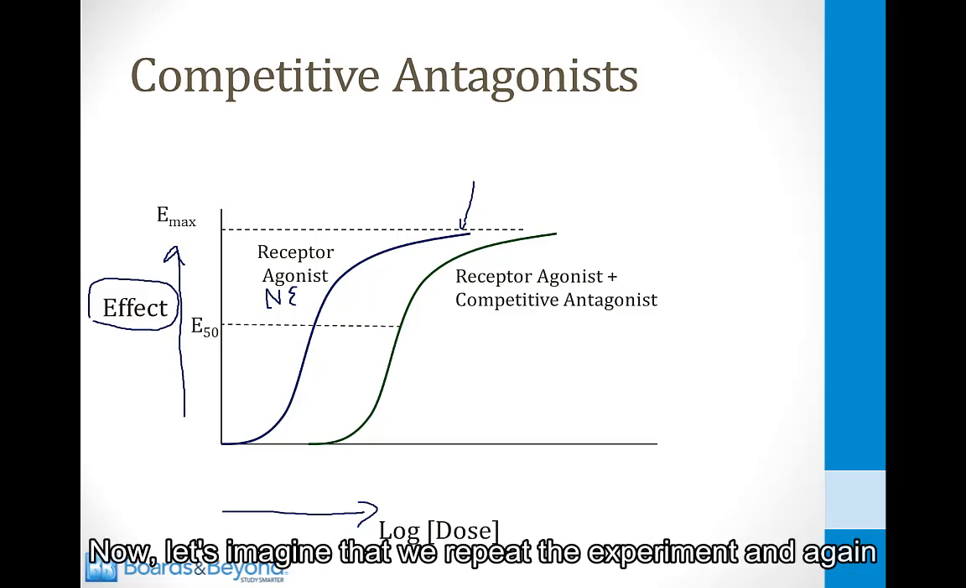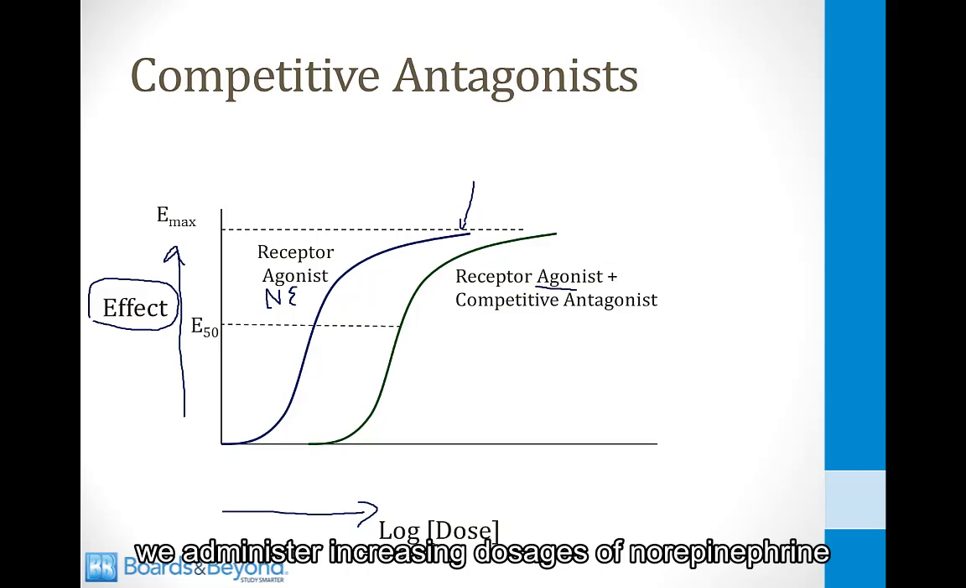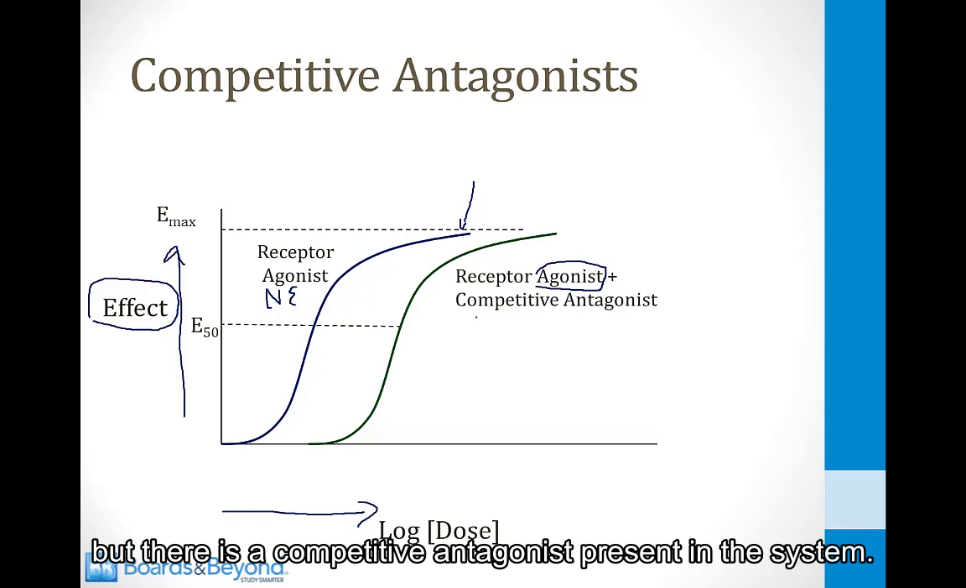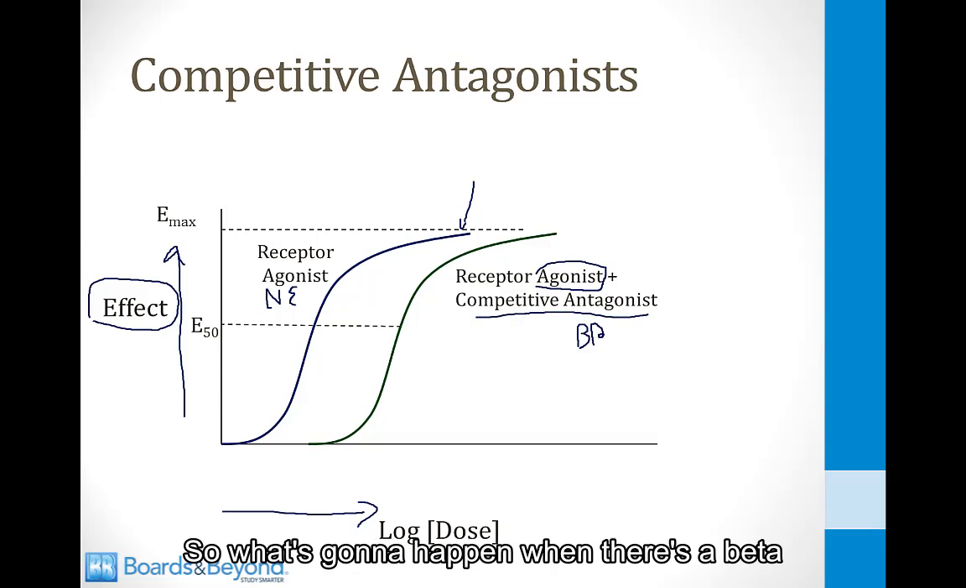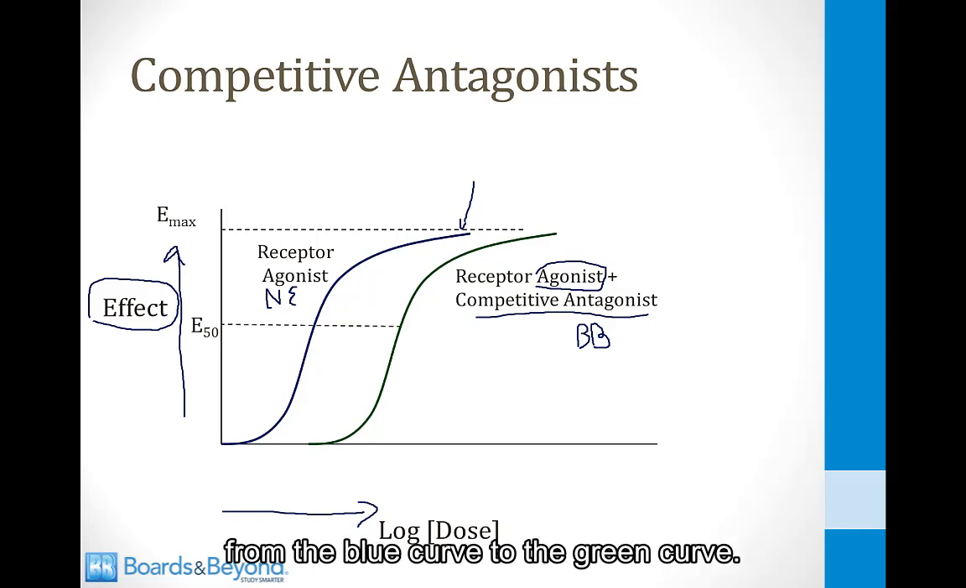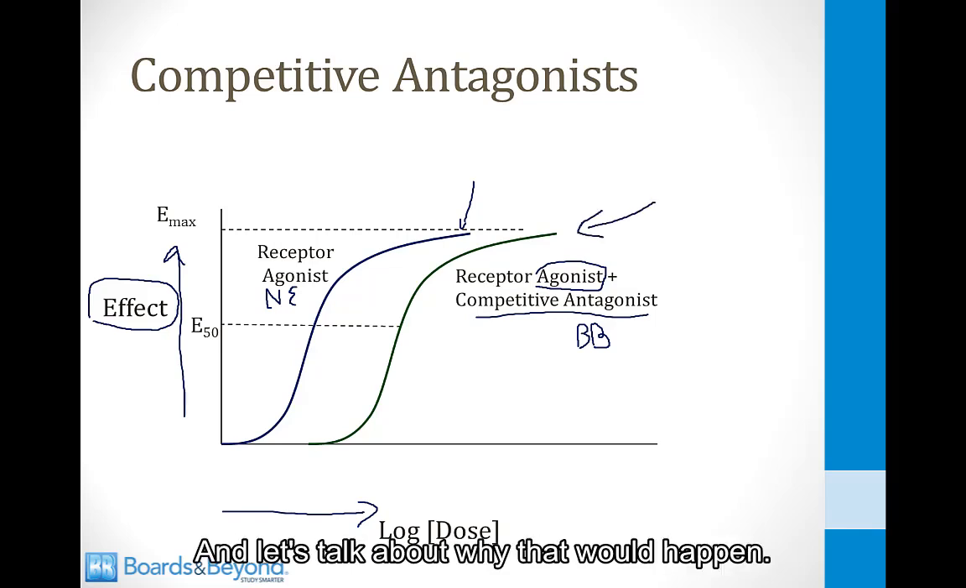Now let's imagine that we repeat the experiment, and again we administer increasing dosages of norepinephrine, but there is a competitive antagonist present in the system. Maybe it's a beta blocker. So what's going to happen when there's a beta blocker present is you are going to shift from the blue curve to the green curve. And let's talk about why that would happen.